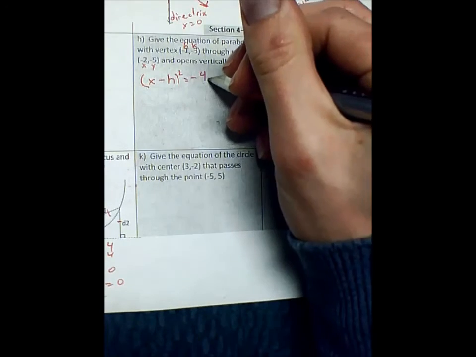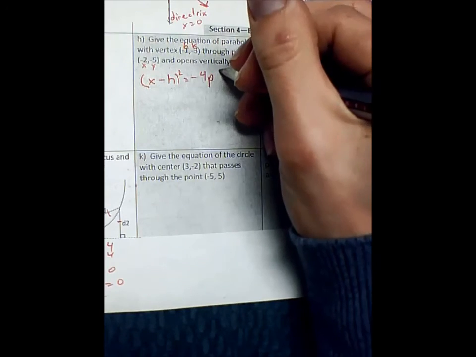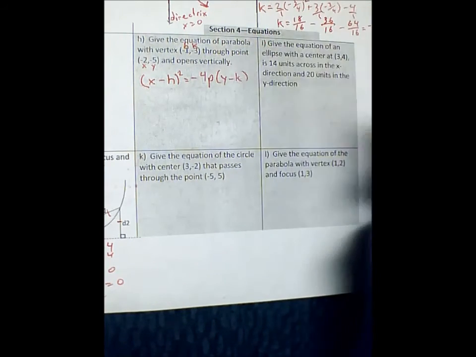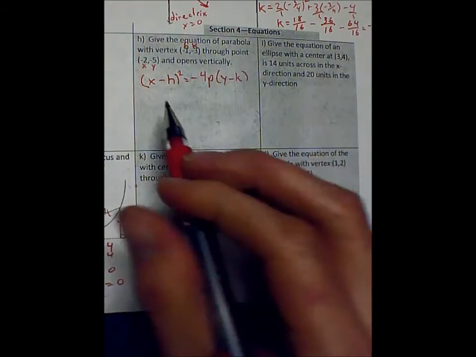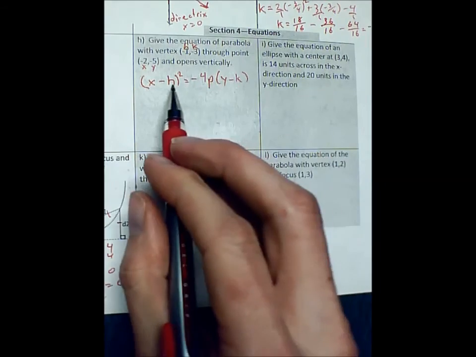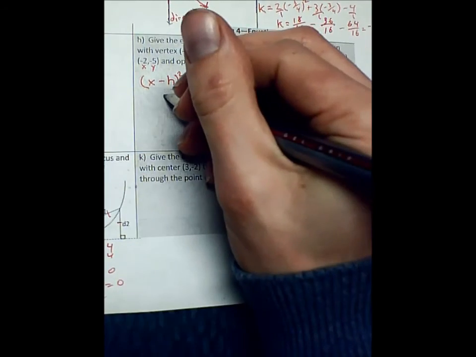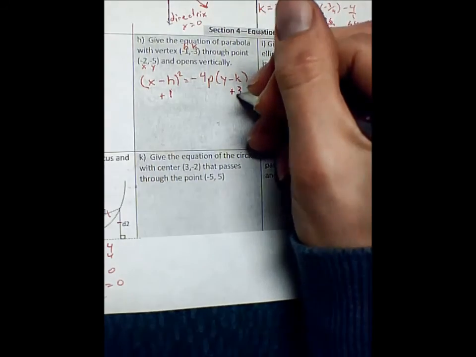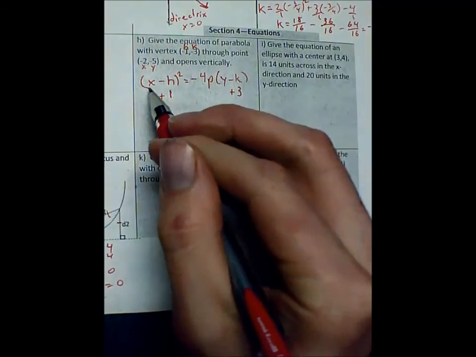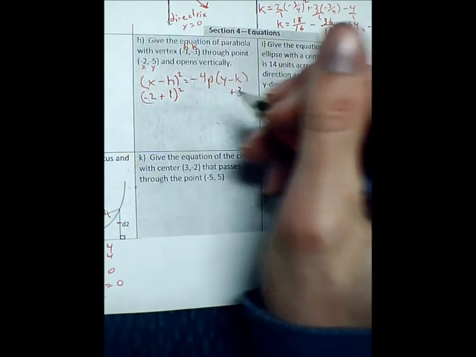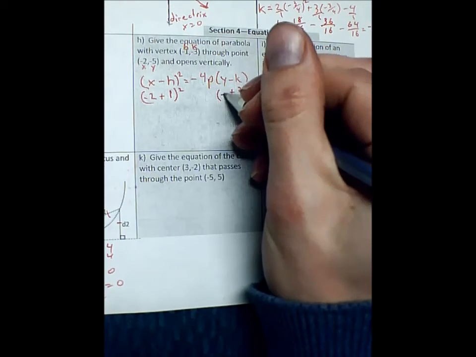And if you sketch these, you'll see that it opens down, so I'm going to put a negative out here. And then we get y minus k. And so, to solve for p, we just need to plug in values for all of the other coordinates. So h and k, of course, are negative 1 and negative 3, so change the signs there, plus 1, plus 3, since we're subtracting a negative. Then x and y, we're going to use the negative 2 and negative 5.